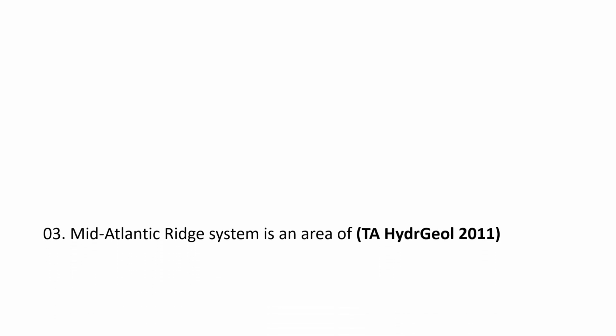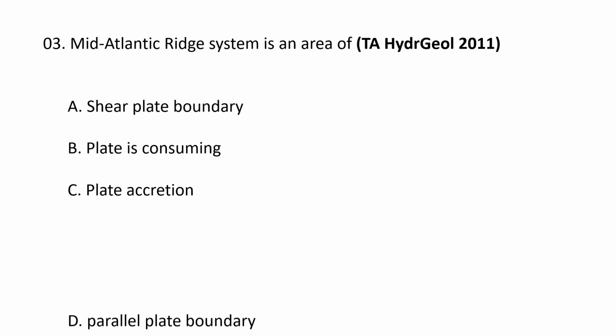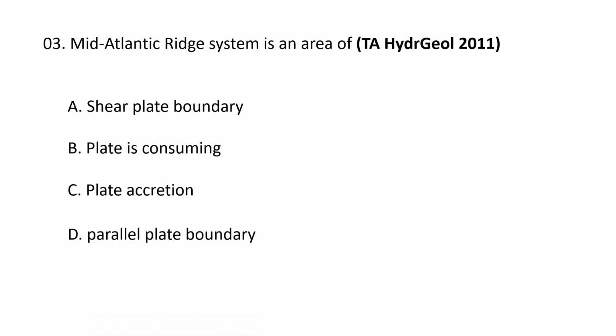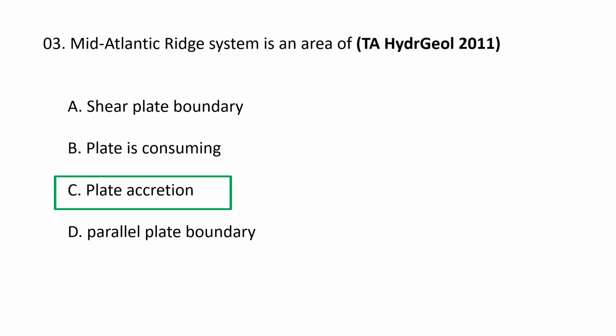Next question. Mid-Atlantic Ridge System is an area of A. Shear plate boundary, B. Plate consuming, C. Plate accretion, D. Parallel plate boundary. Mid-Atlantic Ridge System is an area of plate accretion, or the process of creating new plate material. The Mid-Atlantic Ridge, also known as MAR, is a divergent plate boundary where two tectonic plates move apart, creating new ocean floor.